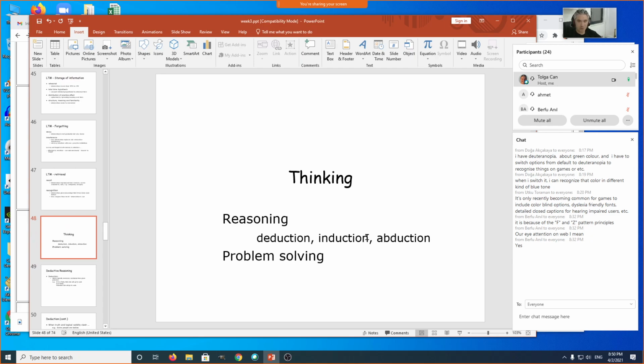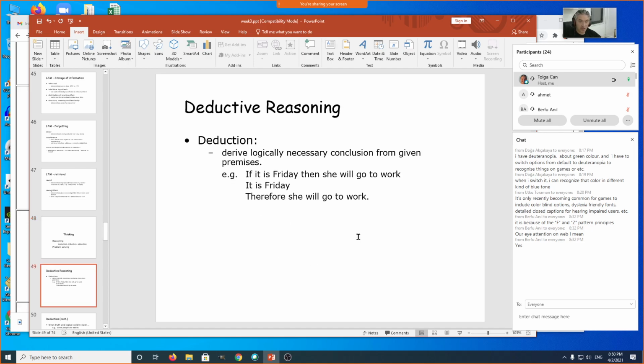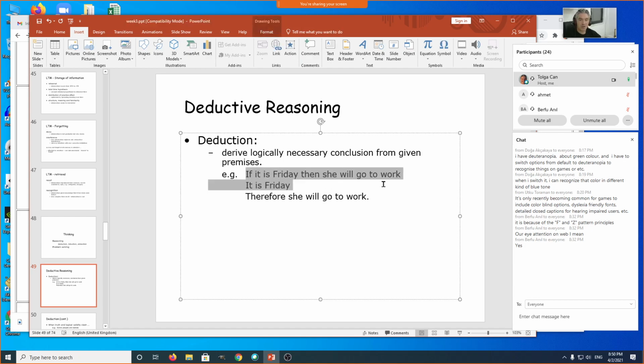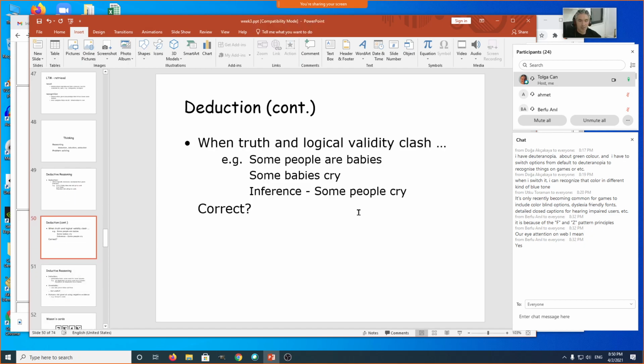And we also use our intellect to do thinking, reasoning, and problem solving. There are different kinds of reasoning we do. We deduce things, we use induction, and there's abduction. Deductive reasoning is basically deriving the logically necessary conclusion from the given premises. For example, if you know that if it's Friday, then she will go to work, and I know that it's Friday, then I can deduce that she's going to go to work.